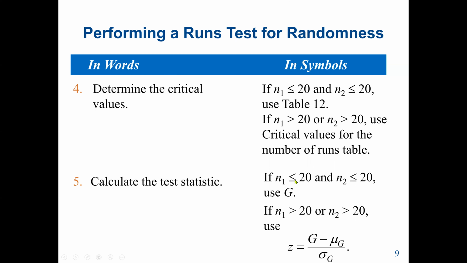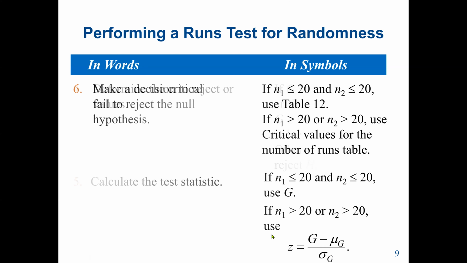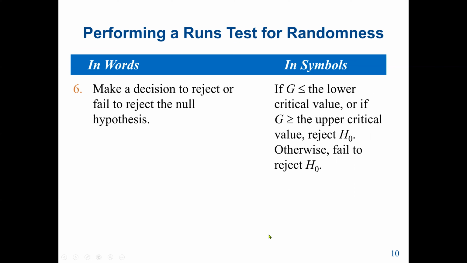Now, if N1 is less than or equal to 20 and N2 is less than or equal to 20, then we use the G value, that is the number of runs, as our test statistic. But if N1 is greater than 20 or N2 is greater than 20, then we need to find a Z. So Z is G minus mu G over the standard deviation, sigma G. Now we need to find mu G and sigma G. Since we know the values of N1 and N2, we can find them.